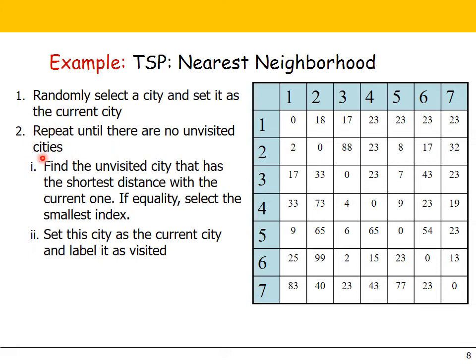Then there is a loop here. You see, repeat until there are no unvisited cities. So it means that we are going to label the cities as visited and unvisited, and we will continue the loop until there are no unvisited cities. Okay, so what we will do, we will find the unvisited city that has the shortest distance to the current one. If there is equality, if there are two unvisited cities with the same shortest distance, then it says to select the city with the smallest index.